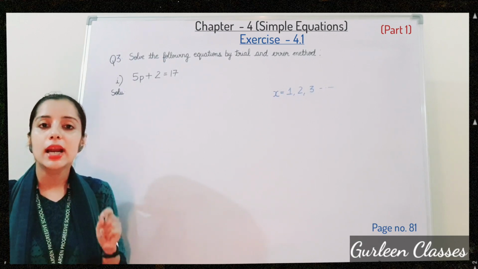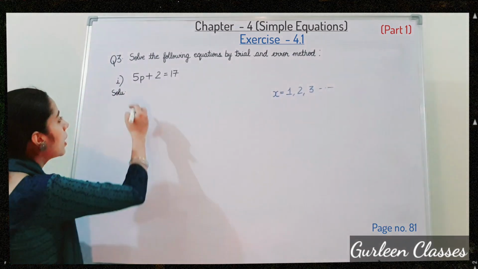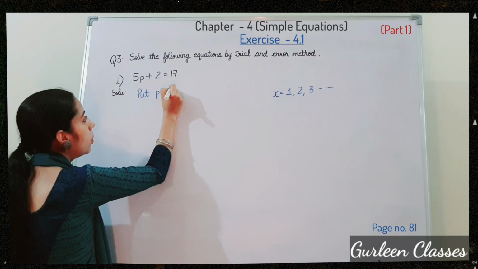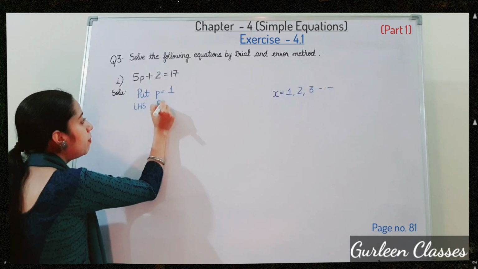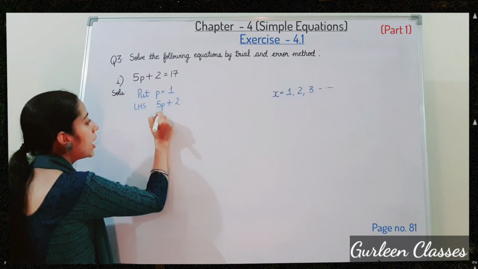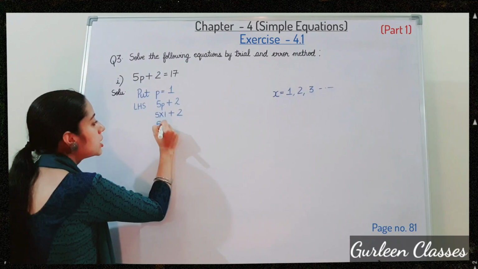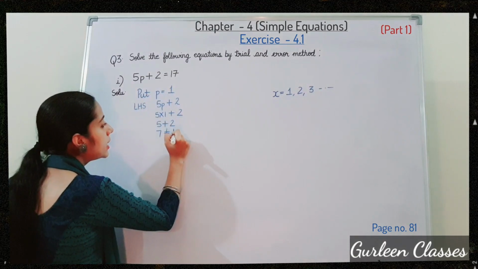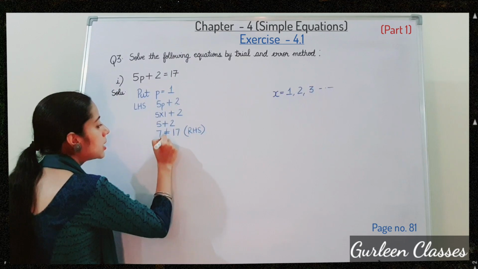So here we will put the value of p. First we will put p is equal to 1. Let us solve. Right here put p is equal to 1. So what is your LHS here? LHS is 5p plus 2. Putting the value of p. So right here 5 into 1 plus 2. 5 ones are 5 plus 2. That is 7 and 7 is not equal to right hand side is 17. So that is the RHS. It is not equal. So answer is no.